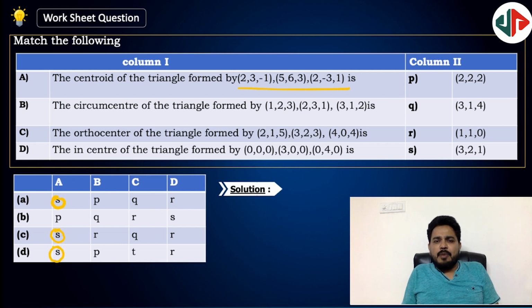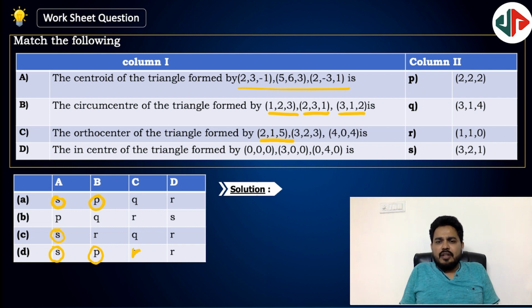Circumcenter of the triangle formed by 1 2 3, 2 3 1, 3 1 2. See, this is an equilateral triangle. So circumcenter and centroid will be the same. So it will be 1 plus 2 plus 3. So 2 comma 2 comma 2. So the answer is either this or this. And I think this is a printing error. It should be R.